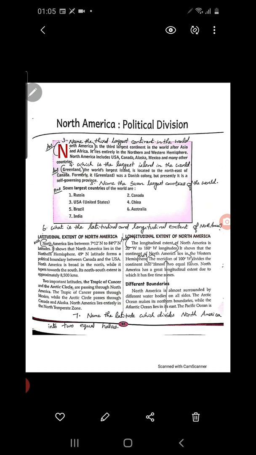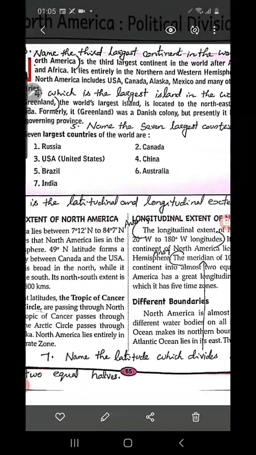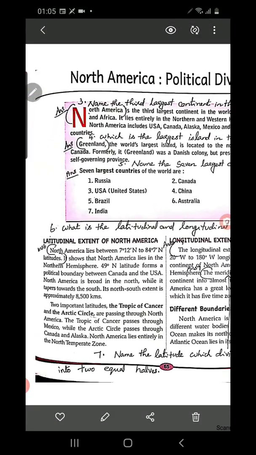So one more question can be asked from here. I have not written it there. You see this. Which are the two important latitudes passing through North America? What is the answer here? So you can see here my cursor is moving. The Tropic of Cancer and Arctic Circle are the two important latitudes passing through North America.